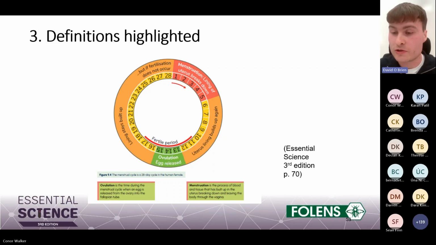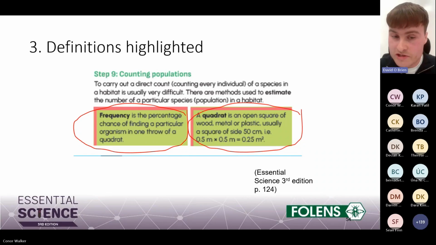Definitions are highlighted throughout the textbook, and students are regularly asked the meaning of scientific terms in the junior cycle science examination. Knowledge is regularly assessed on the paper, so students must know their definitions. Next slide, please. You can see the definition of a quadrat being 0.5 meter by 0.5 meter is 0.25 meters square, and that question actually came up in the 2024 examination paper. It was question 15, where they were asked to work out the area of a quadrat with those measurements. So knowledge of definitions is essential.